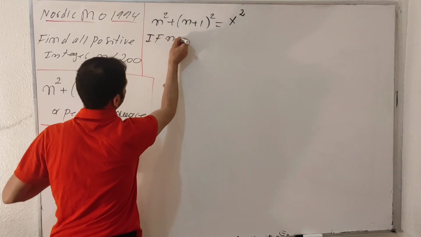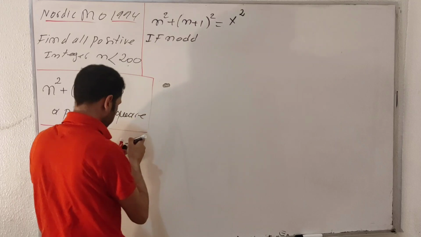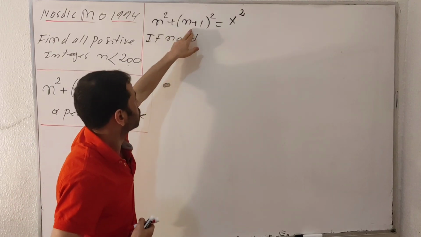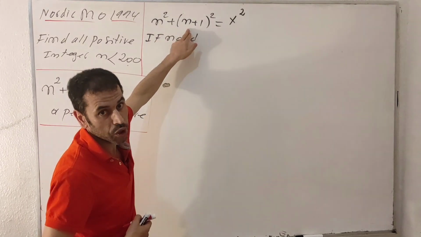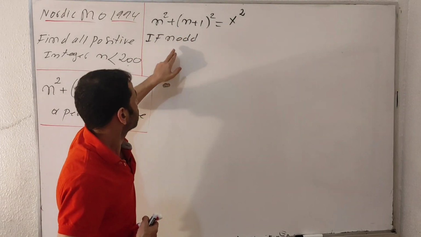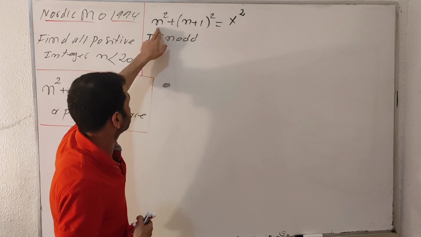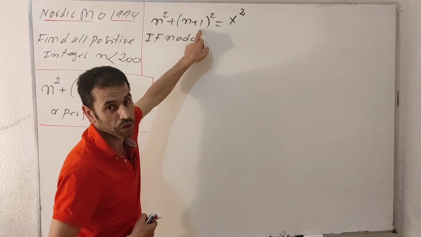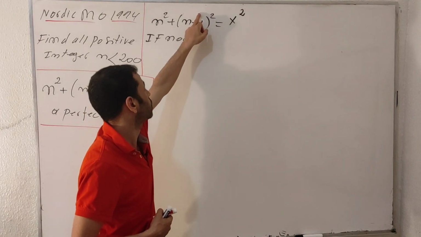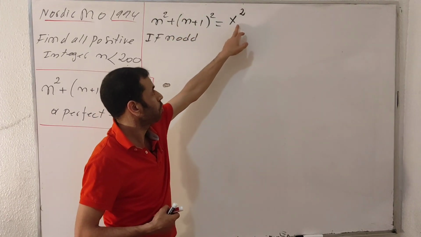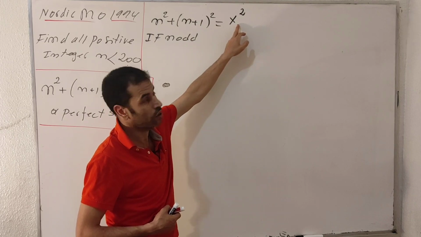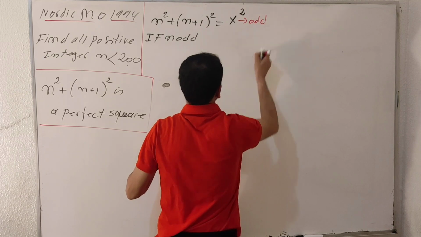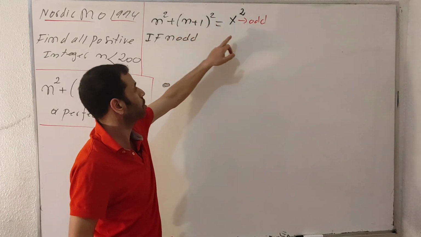If n is odd, we know one of these terms must be odd, but we don't know which one. Since n is odd, n squared is odd, but n plus 1 is even, which means (n plus 1) squared is even. This tells us the parity of x squared. x squared is odd, because even plus odd gives us odd.